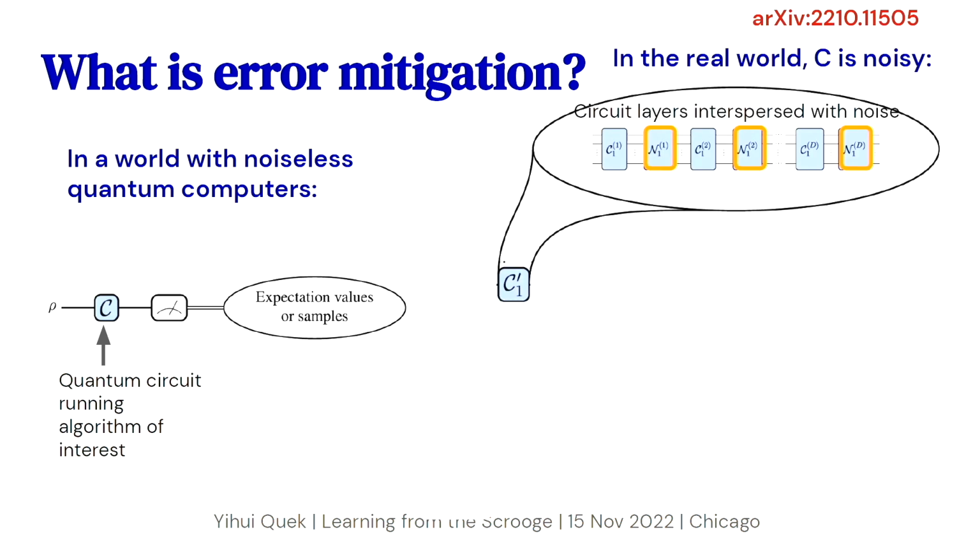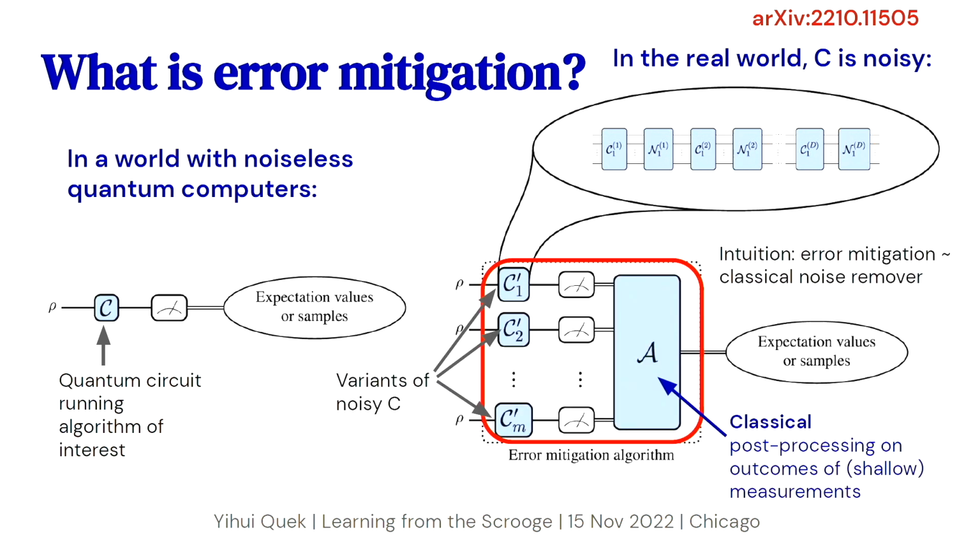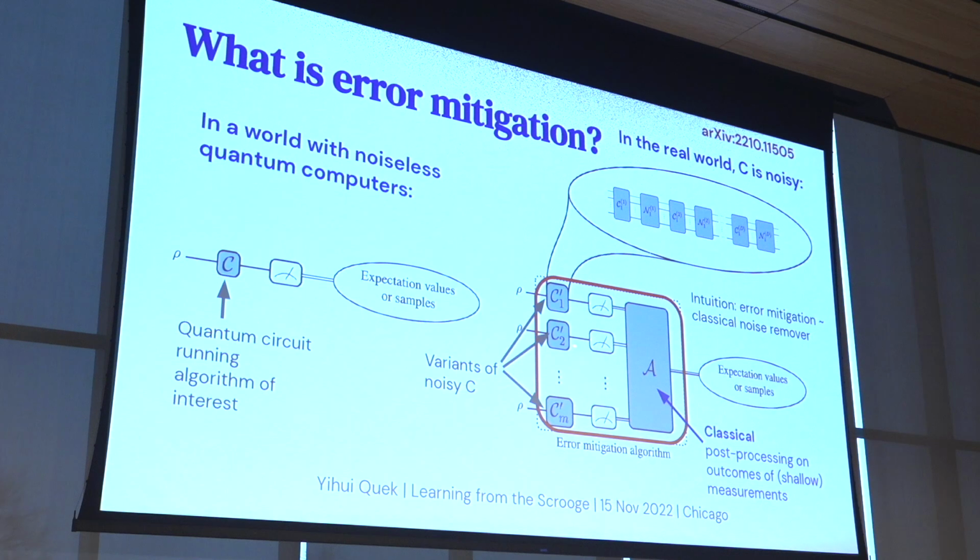In the real world, however, we don't get a noiseless circuit. In fact, this circuit is going to be noisy. So we model this as having a circuit where the layers are interspersed with some kind of noise. And we are interested in getting rid of this noise through mostly classical means. And this is where error mitigation comes in. So error mitigation is, in general, an algorithm that takes multiple copies of the output of noisy circuits, does some kind of measurements, and then post-processes the results of the measurement in this classical algorithm here. And in doing so, the hope is that this classical algorithm will get rid of the noise that affected the noisy circuit and output the noiseless expectation values or noiseless samples from the circuit.